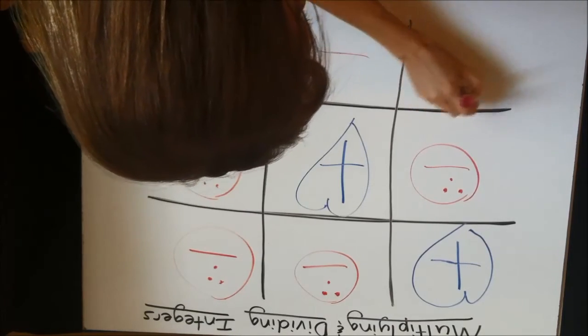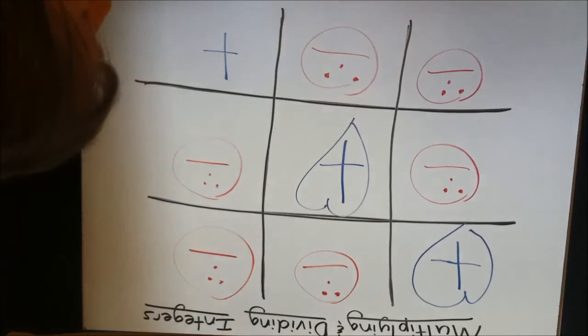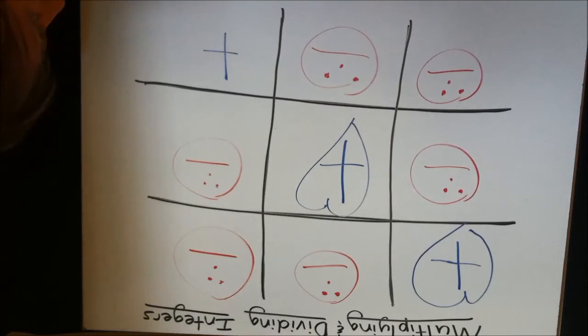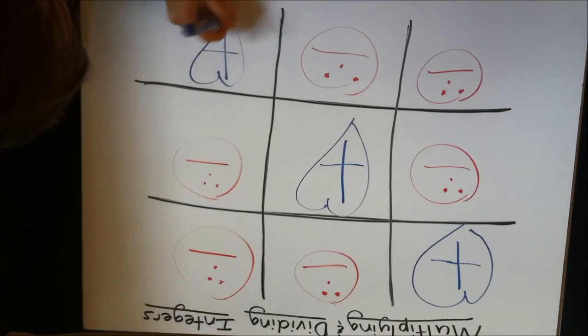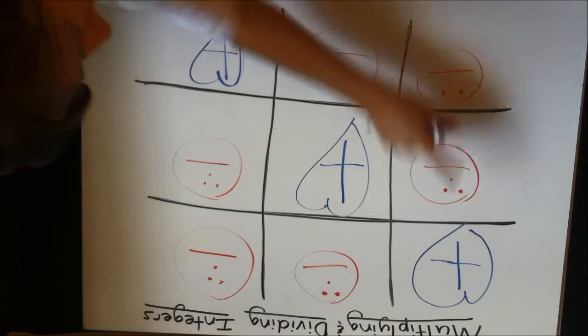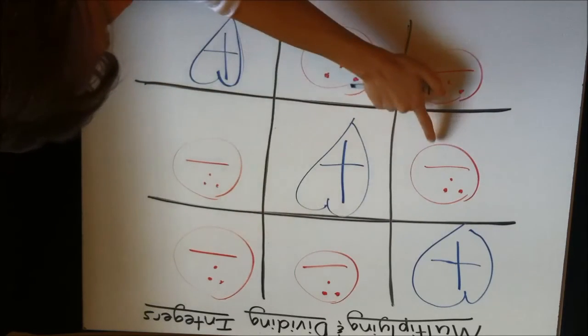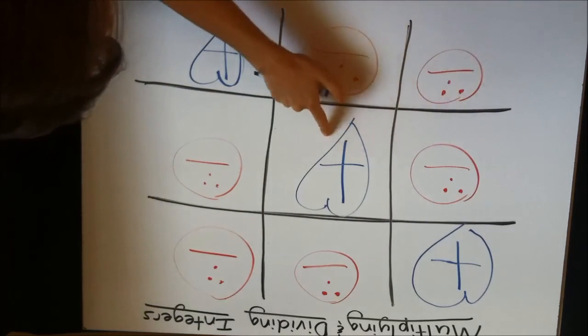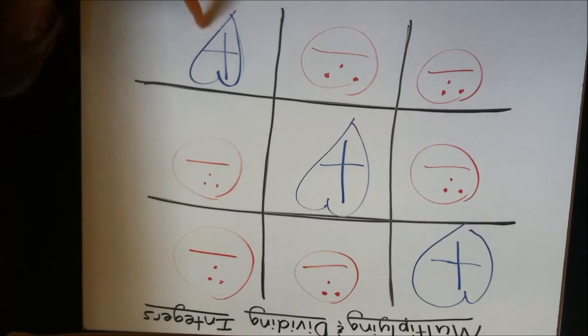Hating to hate is good. So loving to hate is bad or negative. Hating to love is negative, but hating to hate is positive.